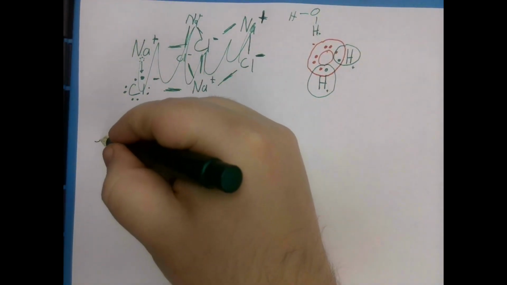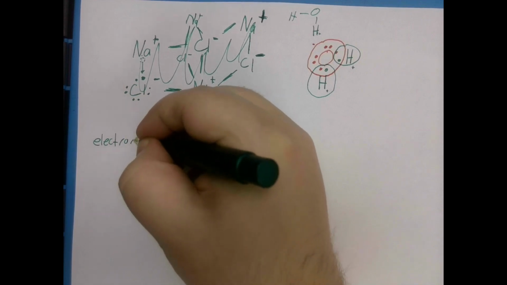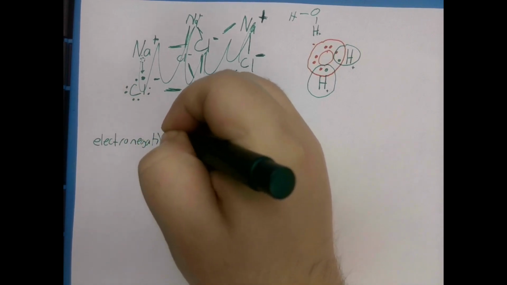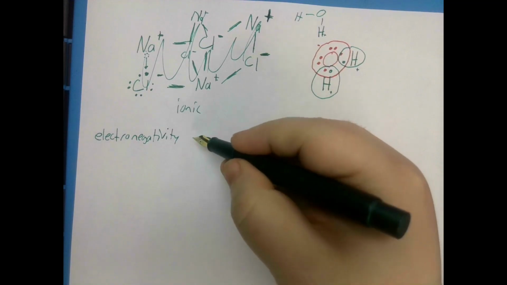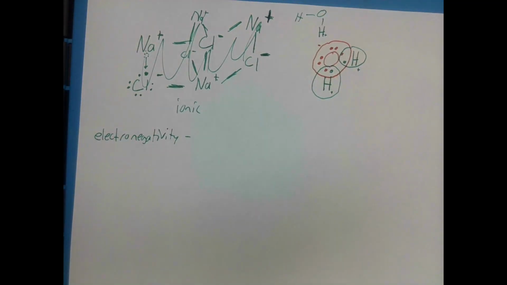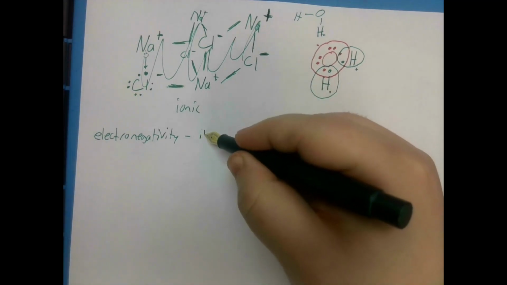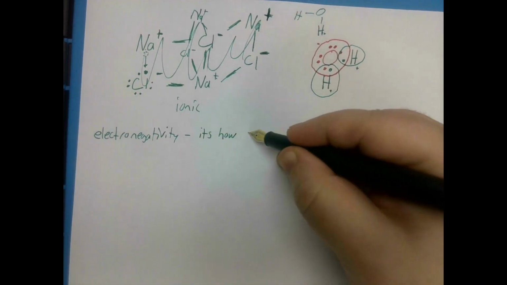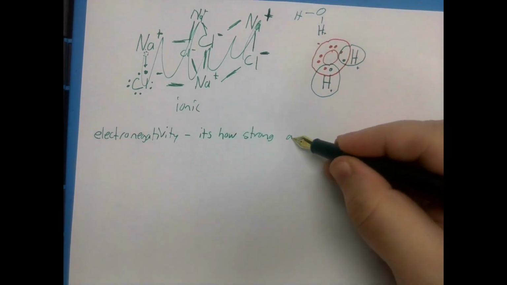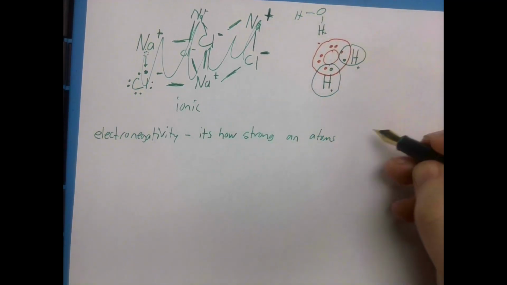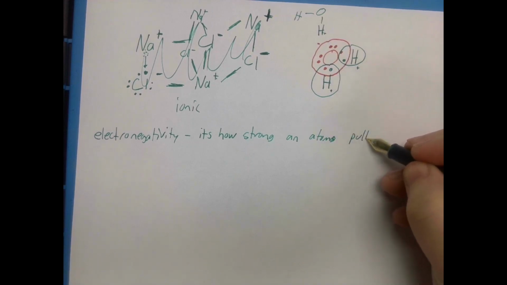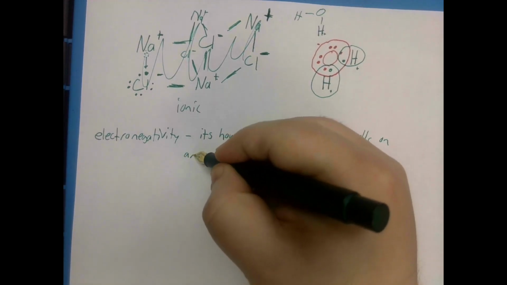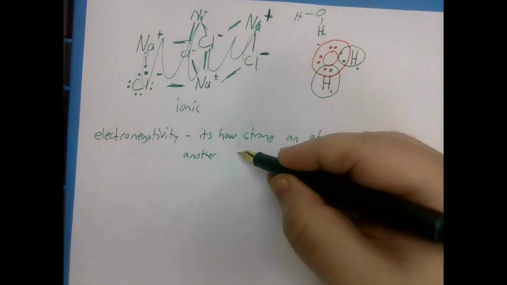What is electronegativity? No. What is electronegativity? Now I'll let y'all's heads up off the desk. John? It's how strongly an atom pulls on another atom's electrons.